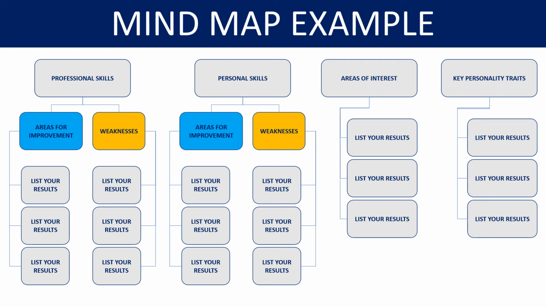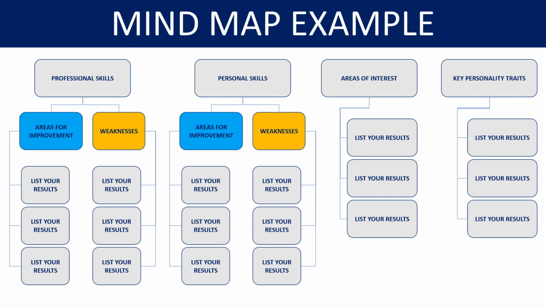So you'll have your 4 main bubbles, and then under professional and personal skills, you're going to have 2 bubbles that lead out from that one, one for areas of improvement, the other for weaknesses. And then you will list the results that you got from your OA2 as supplements to those bubbles to expand on what those areas of improvement may be, and also to expand on what the weaknesses will be. You will do that for both the professional skills and for the personal skills.